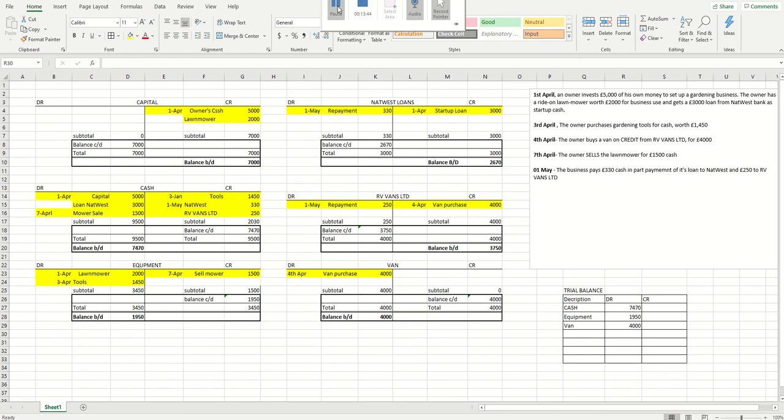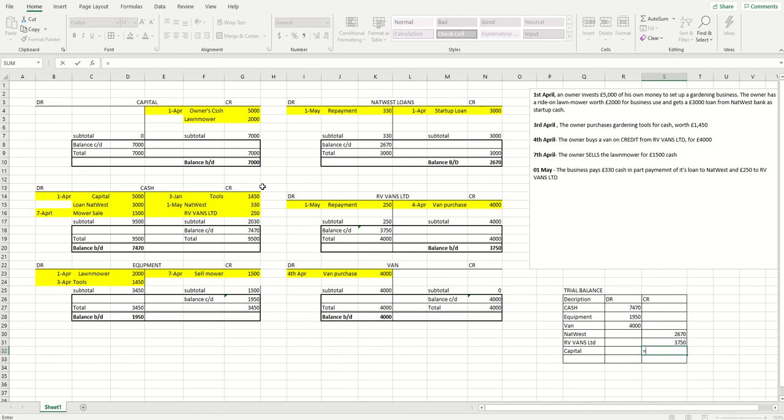Sorry, I mean the credits. The final balance of the NatWest ledger was 2670. The final balance of RV Vans Limited was 3750. And the final balance of our capital ledger was 7,000. Now, if I've done this correctly, the total should match. And there we go.